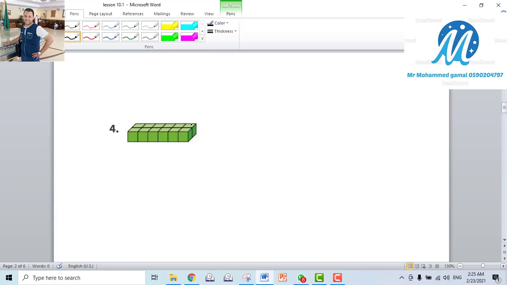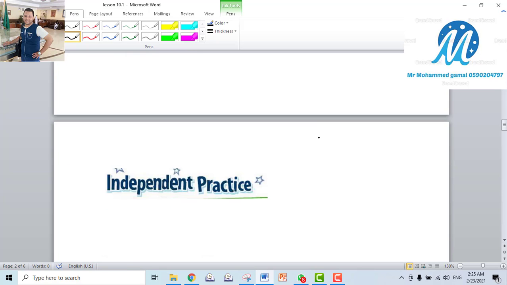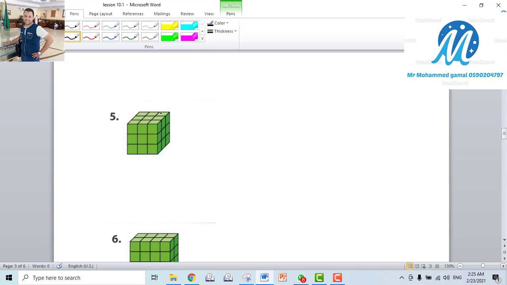Here, by just counting 1, 2, 3, 4, 5, 6, 7, 8, 9, 10, 11, 12. So the volume is 12 cubic units. Okay, this one, for example, someone is going to just count the upper one: 1, 2, 3, 4, 5, 6, 7, 8, 9. So this layer is 9, and this one is another 9, and this one is another 9. So how many 9s do we have? 3 nines. So the volume finally, by just counting, is going to be 27 cubic units.